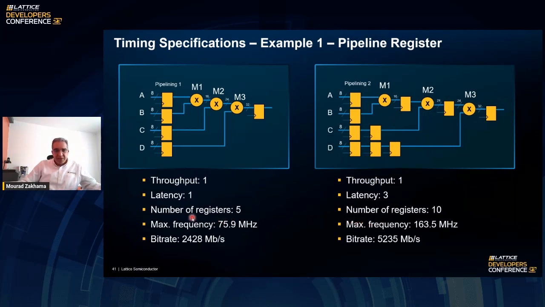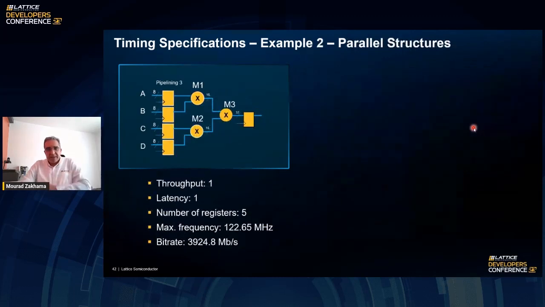But in this case, you see the number of registers. So we are using 5 registers here. We are using 10 registers here, but we operate at 163 megahertz, which is a much higher frequency. So if throughput is important and latency is not important, then this structure may be a little bit more adapted to your need. Okay, let's take another example for parallel structure.